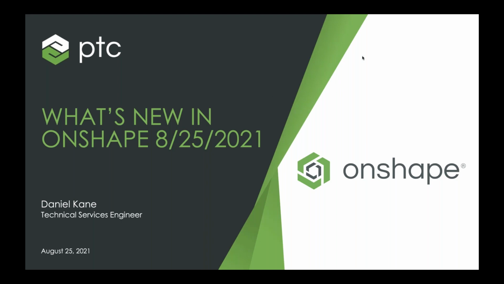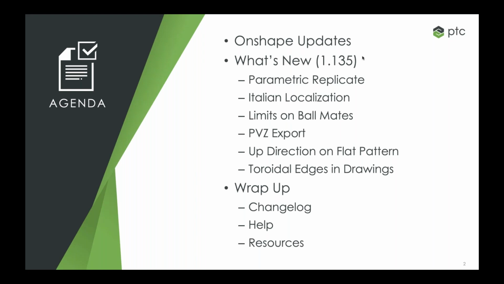A bit of an agenda here today. We're gonna run through what the updates are and how we roll them out, some of the protocols behind how you receive new functionality in Onshape. And then some of the highlights of the latest release, which is version 1.135. The topics that we'll cover today include a new upgrade to the replicate command within Onshape assemblies. It's now fully parametric. So we'll run through what the differences are on that front and what that allows for you in the assembly space.